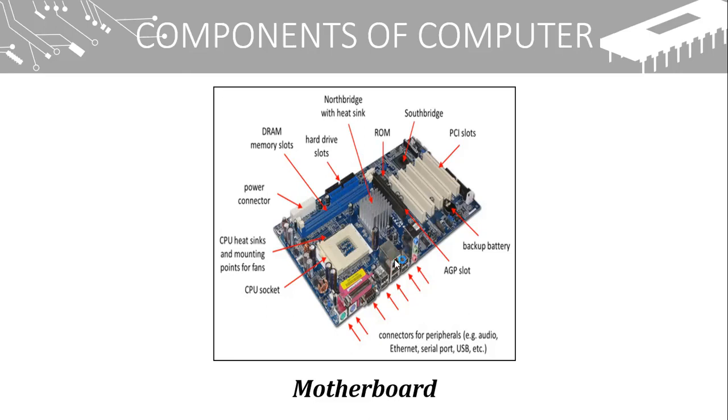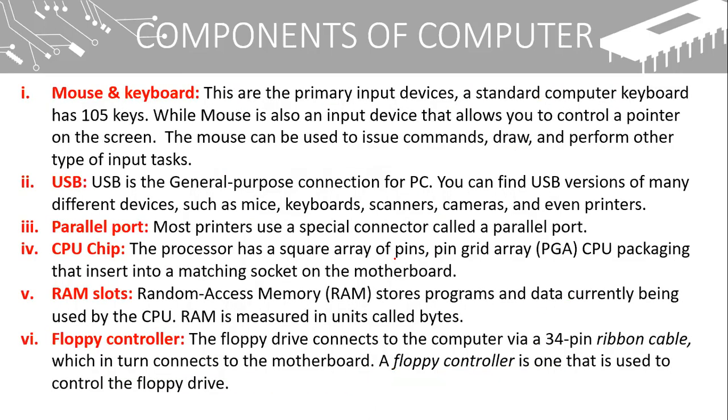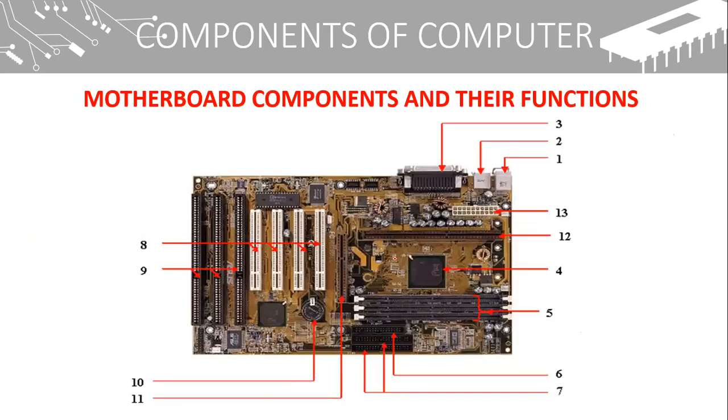So we now also have what we know as the CPU chip. The processor has a square array of pins, pin grid array, PGA. The CPU packages insert into a matching socket on the motherboard. Just like we have it here, you can see where Intel is written. So this is where the main processor of the computer is. That is the microprocessor that is used.